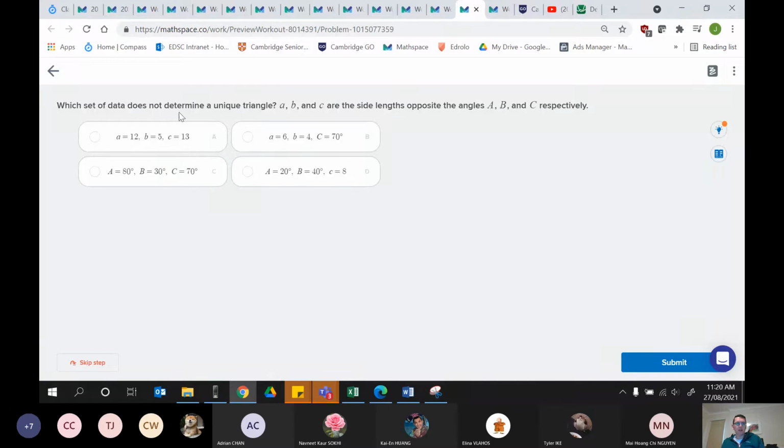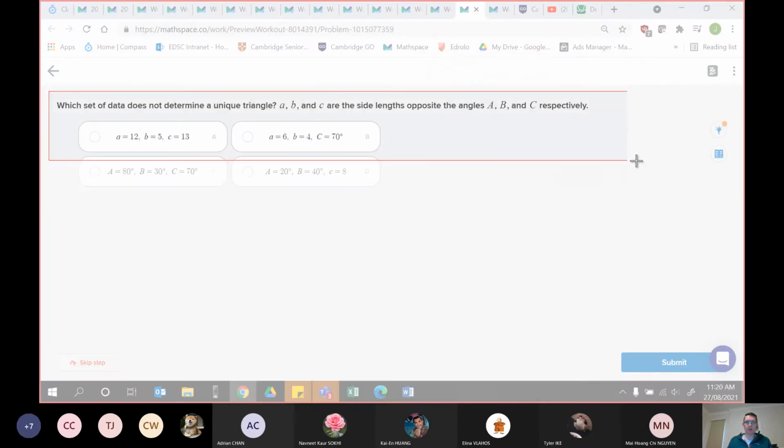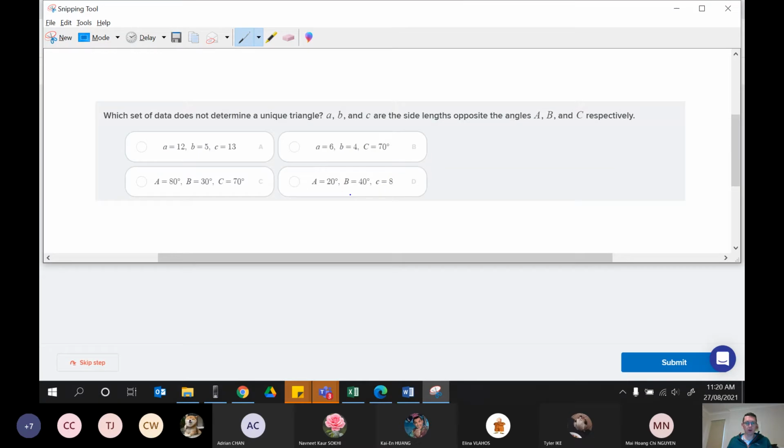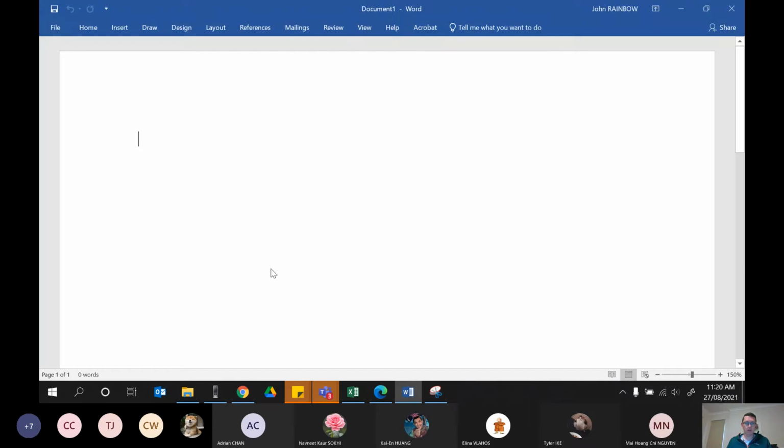Which set of data does not determine a unique triangle ABC? The side lengths opposite the angles ABC respectively. Okay, so which one does not determine a unique triangle? So what we mean by a unique triangle is basically, if it's not unique, it will make more than one triangle. It doesn't have enough information in there. So I reckon that's an ambiguous case of a right angle triangle because that is not unique. It could have 2 triangles in there.